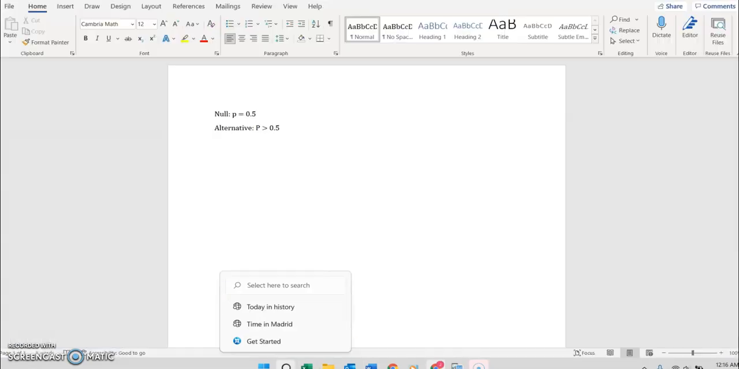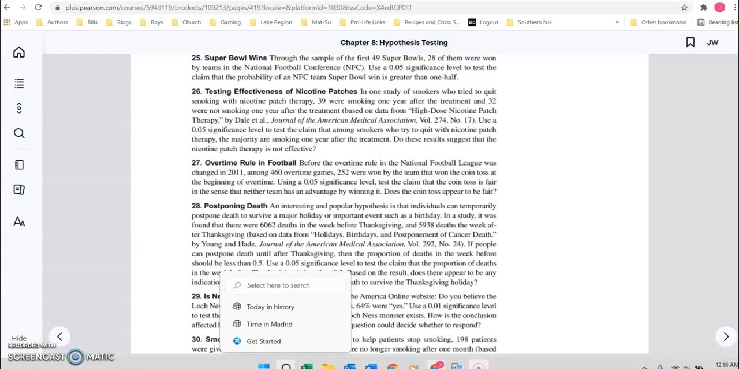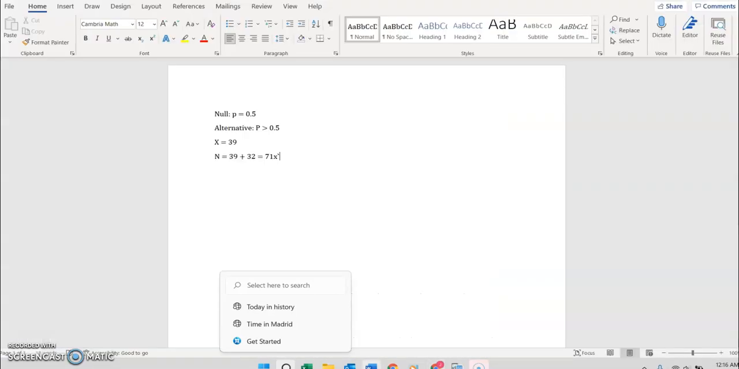And from this, we know that 39 were still smoking a year after, and our N is the two together, 39 plus 32, so 71. Okay, so those are our information. We want to test at 0.05 significance level.